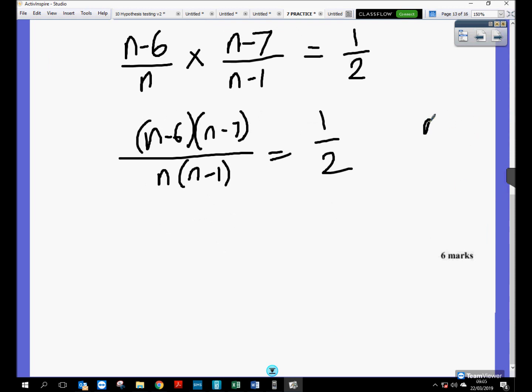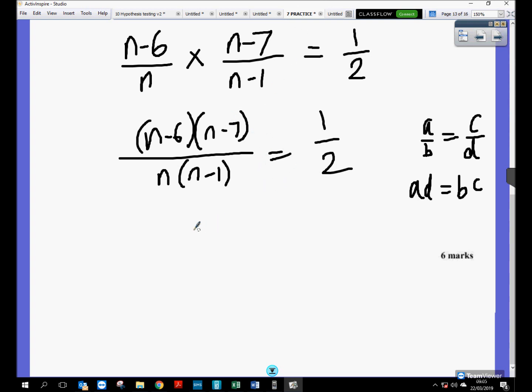So when we have a fraction equal to a fraction like this, if you have a situation where you have a over b equals c over d, then a times d is equal to b times c. That's if you have a fraction equal to a fraction. So we can use that technique.